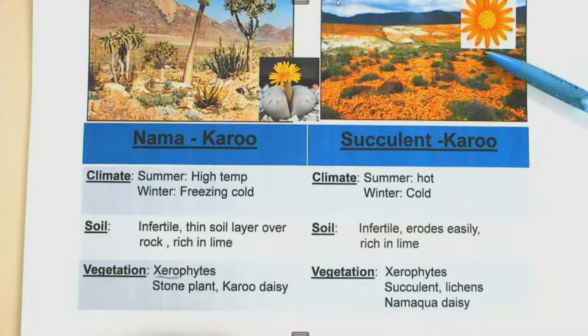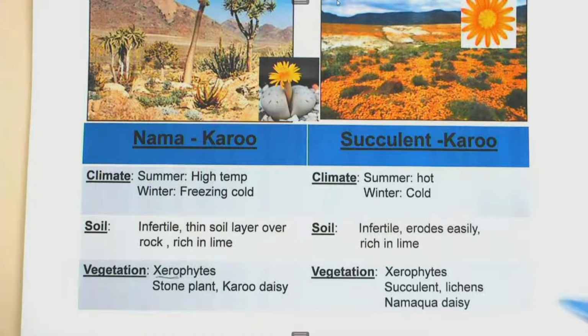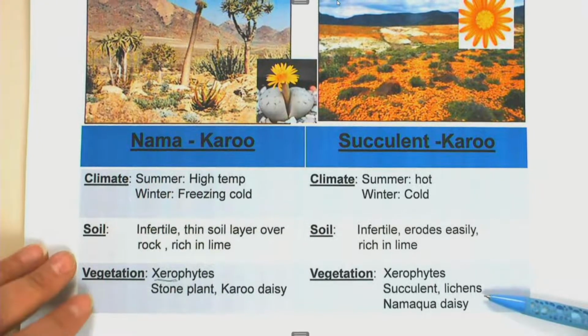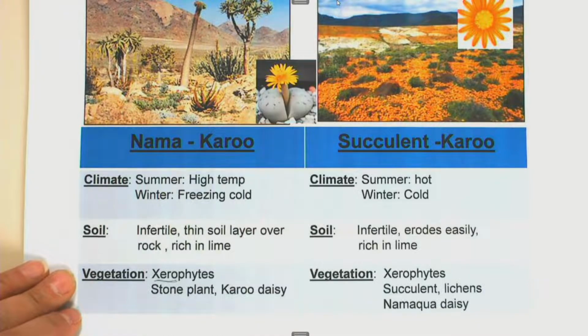It's all plants that adapted to the area. And then they talk about the lichens here. Now lichens, you will find they grow on stones and rocks. It's a structure that sometimes forms a pattern, and it looks as if something is growing on the rock. The rocks are very hot, but the lichens, that is what you will find on the rocks there. All right, Nama Karoo and succulent Karoo.